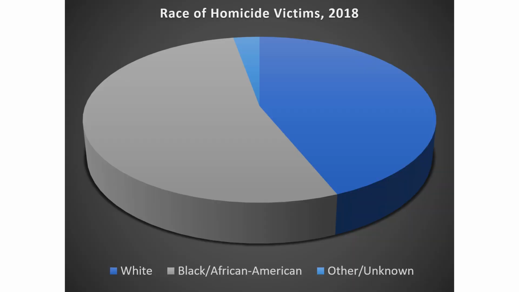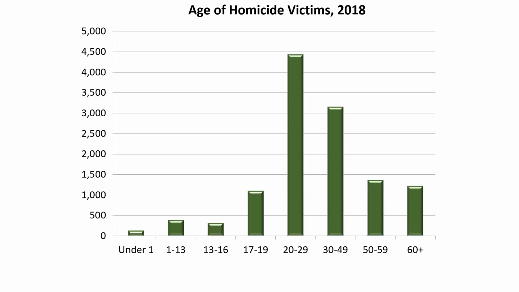And here's the race breakdown. So you see, the majority of victims are Black or African American, and are males. Now, this is also fascinating because this is an age breakdown. So we know that the majority of homicide victims are African American, ages 1 to 49. So that's this section right in here.